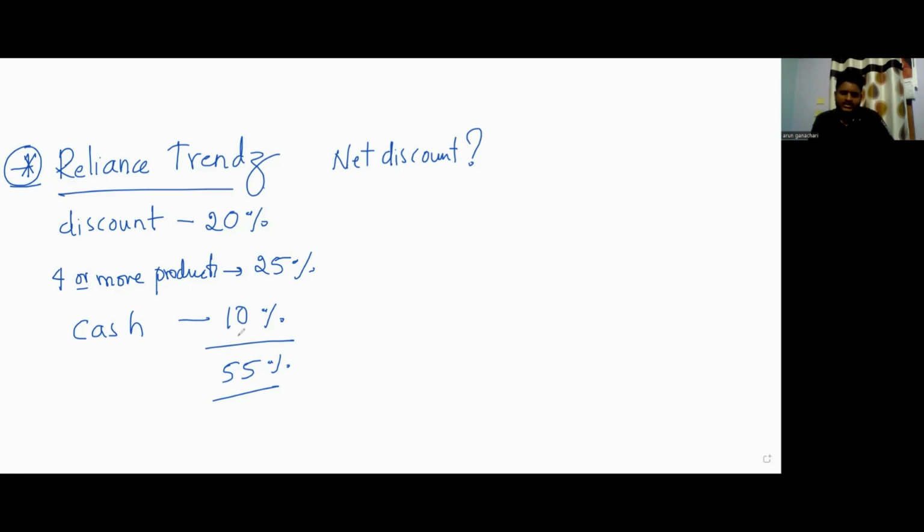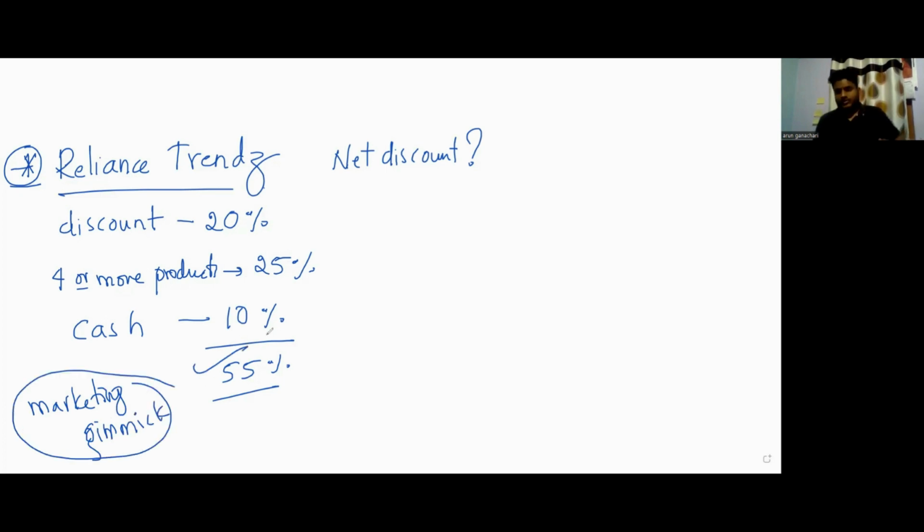This is a very cheap tactic used by all these companies, but it is a very great marketing gimmick. From the outset, any person can make this mistake. You will feel that there is a total discount of 55%. But understand it from the perspective of a mathematical student.